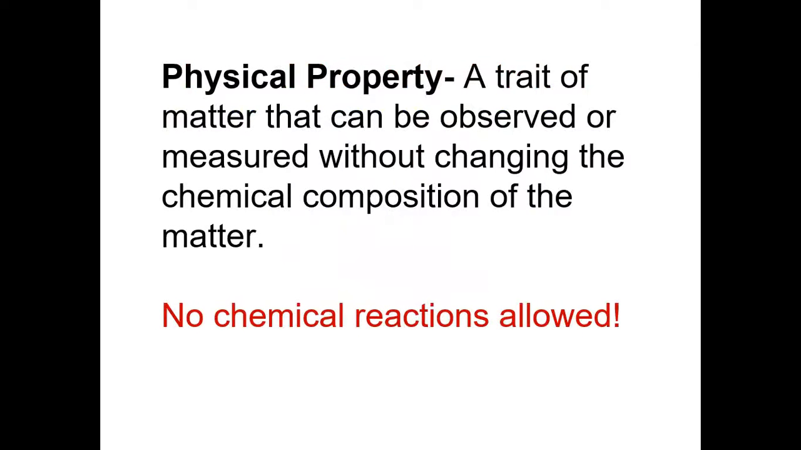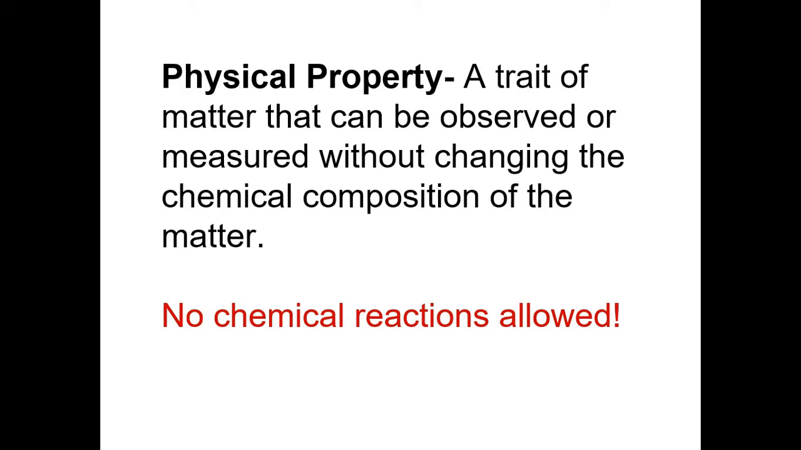So this matter has different properties. Maybe it will be a physical property, or maybe it will be a chemical property. So let's start with the physical one. A physical property is a trait of matter that can be observed or measured without changing the chemical composition of the matter. So I'm talking about only what I can observe from this matter, the shape or the size, the outside look, without talking about the composition of the matter itself.